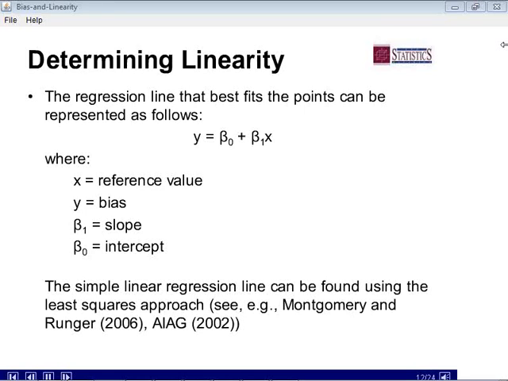But in keeping with a lot of the references that you'll see, especially the AIAG manual, this is my fitted line, Y equals beta naught plus beta 1x, where x represents the reference value, Y represents bias, beta 1 is the slope of the line, and beta naught is the intercept of the line, as we've had before. You can find this using several different techniques. I've given you a couple of references here that just show you the steps behind calculating the regression line.